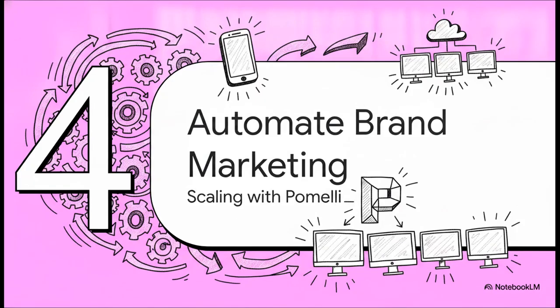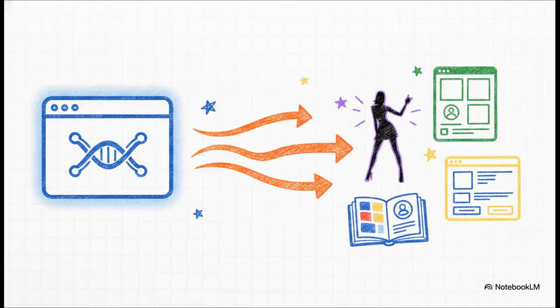Section 4. Automate your brand marketing. Scaling with Pomelli. Okay, so we've got the app, we have the workflow, now we scale. Pomelli basically replaces entire marketing agencies, and honestly, it might make a few of them sweat. You just give it your website link and it immediately extracts your business DNA.